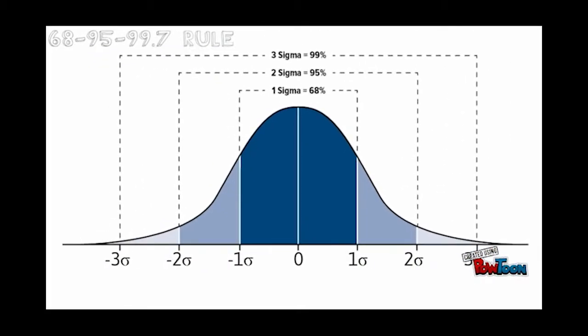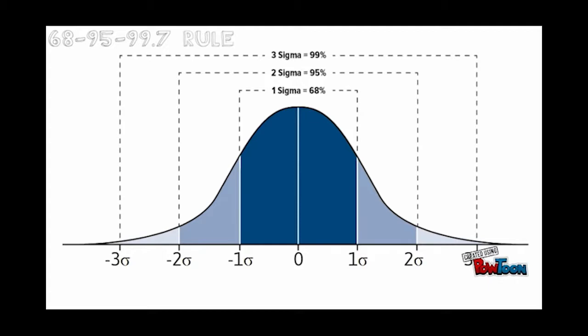The 68-95-99.7 rule tells us that about 68% of the data fall within one standard deviation of the mean. About 95% of data fall within two standard deviations of the mean, and about 99.7% of data fall within 3 standard deviations of the mean.